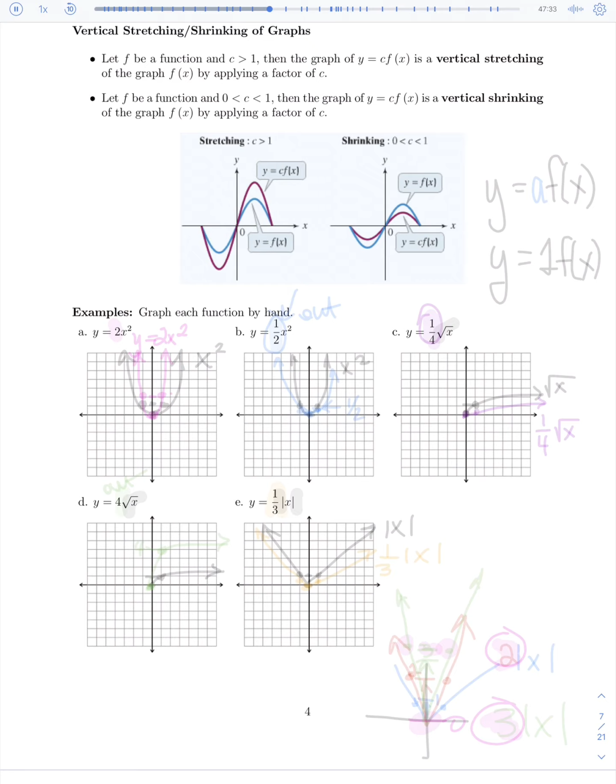So vertical stretching or vertical shrinking is when you have a factor that you're multiplying on the outside of your function. And the reason why it's vertical is because it's on the outside. That means pulling it up or pulling it down. So the idea here is if we have, let's say, a function y equals f of x, and then we have a vertical stretch, there'll be a factor that you're multiplying by out in front of your function. So what this will do is either stretch or shrink depending on whether or not the number is bigger than 1 or less than 1.